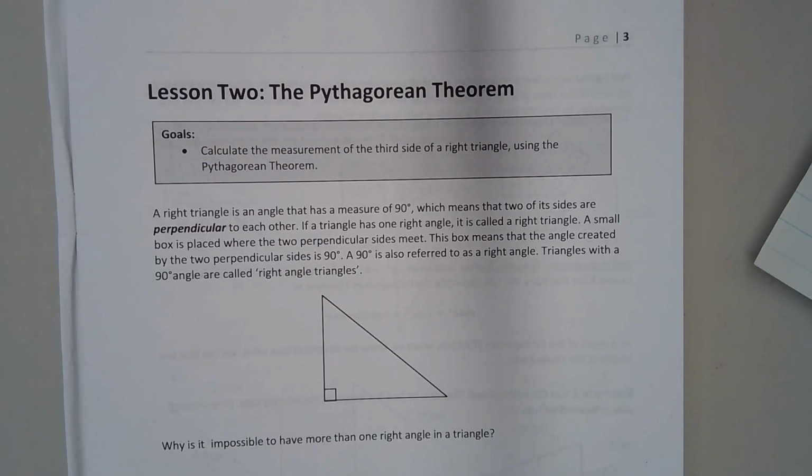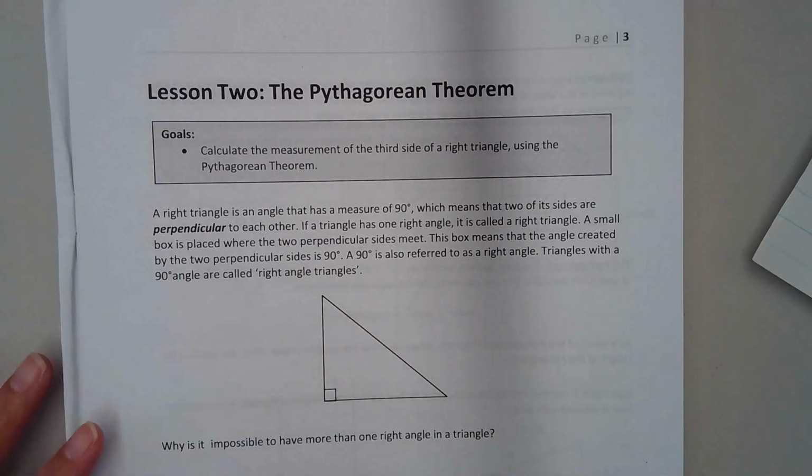Lesson number 2 is on Pythagorean theorem. Now, when we look at this Pythagorean theorem, this is very, very specific because this Pythagorean theorem only works if we have a right triangle. So only works if we have a right triangle.